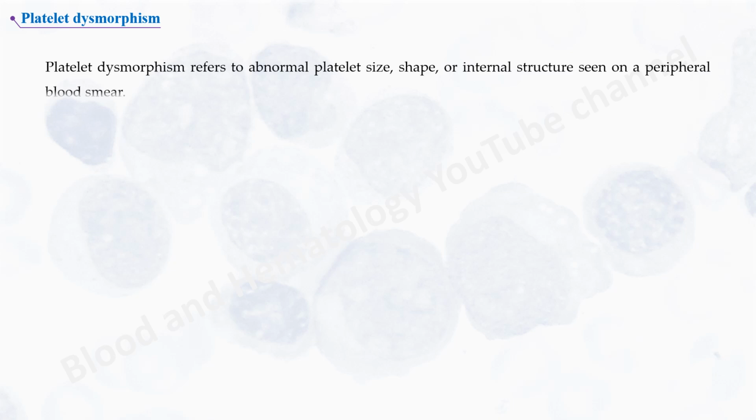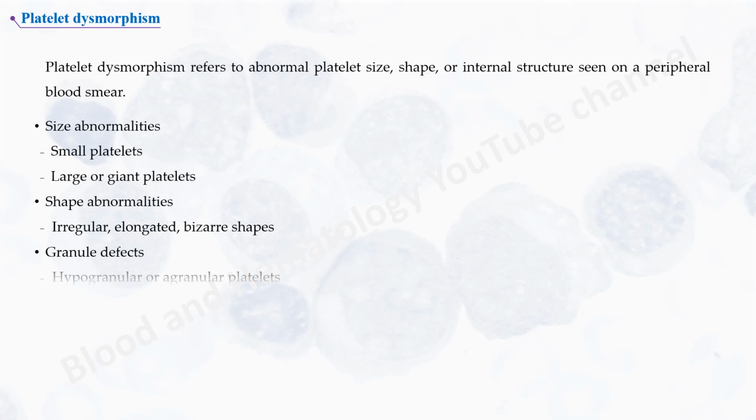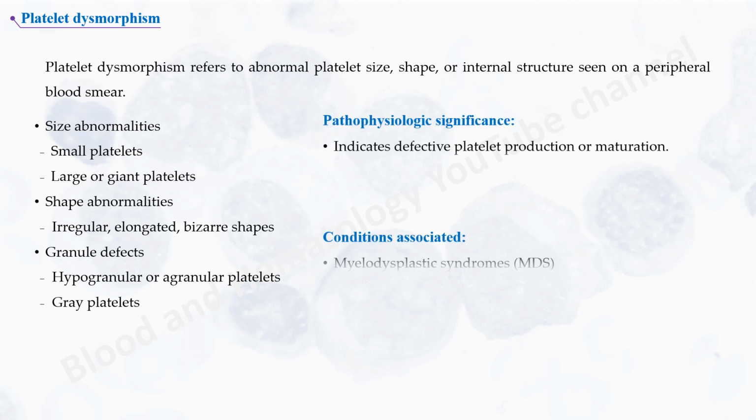Platelet dysmorphism refers to abnormal platelet size, shape or internal structure seen on a peripheral blood smear, which indicates defective platelet production or maturation and reflects bone marrow disorders.